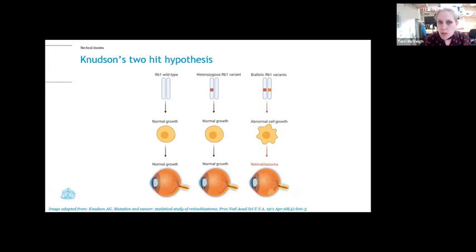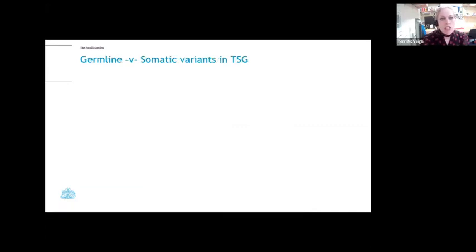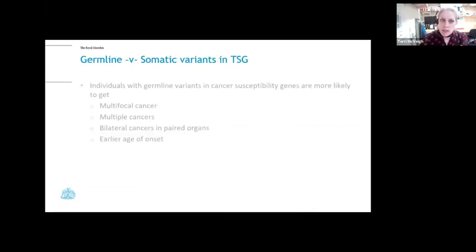Problems arise if you lose this normal allele. So this is what we call the loss of heterozygosity, or the second hit. And that's really what leads to this loss of control of your tumor suppressor function, and that's what prompts retinoblastoma to develop. And this kind of 2-hit hypothesis is clear in most tumor suppressor genes.